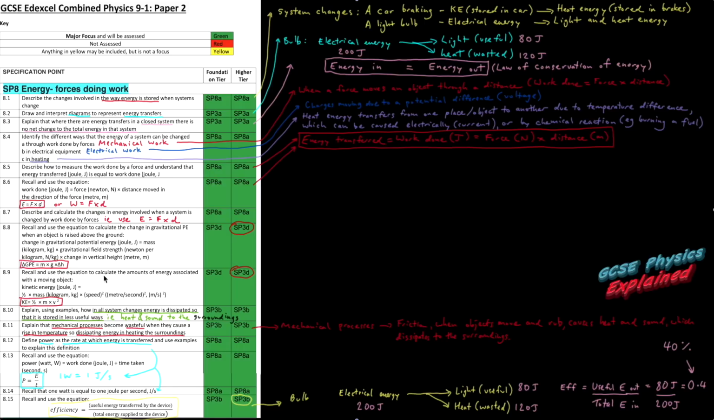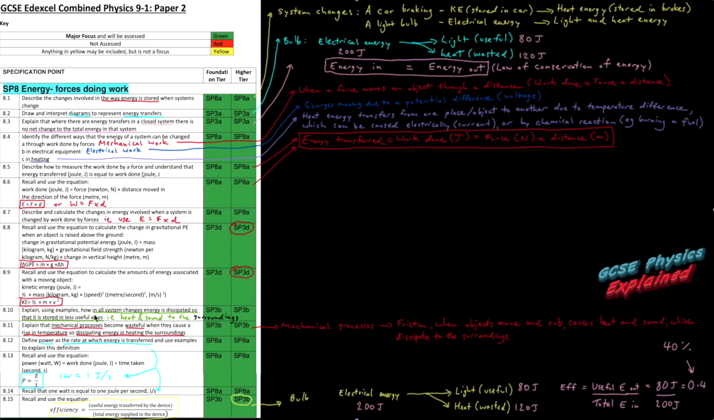Recall and use the equation to calculate the amount of energy associated with a moving object. In other words, you've got to be able to calculate kinetic energy using this equation. Kinetic energy equals a half times the mass times the velocity squared. Make sure you square the velocity first before you do anything else.